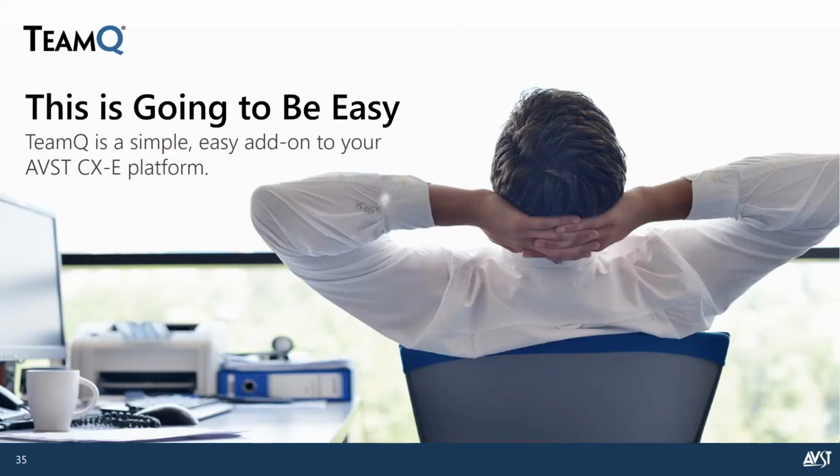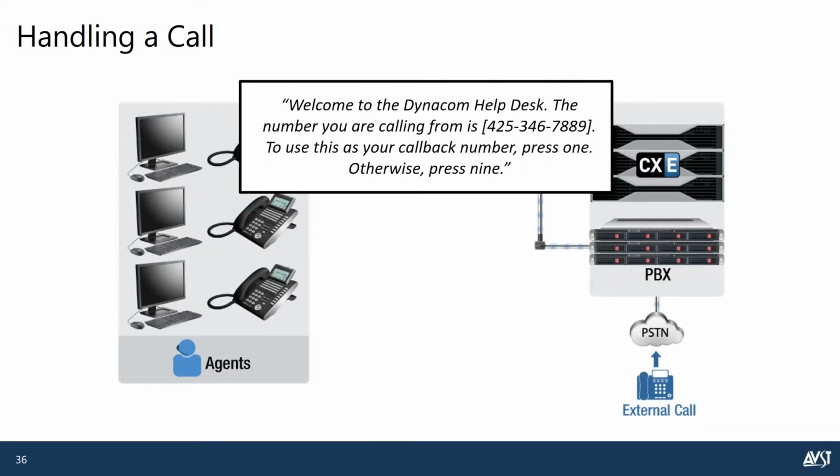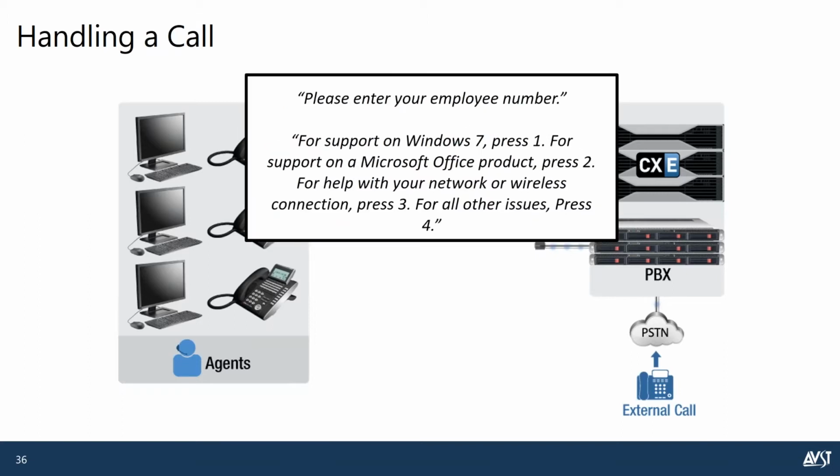So if I look at handling a call as an example to go through one. Call comes in. This is the help desk again. In this case, because I'm going to offer a callback, I'm verifying the number. The number you're calling from is such and such. If this is okay for your callback number, press 1. Otherwise, press 9. Then I ask for a numeric input, in this case, your employee number.